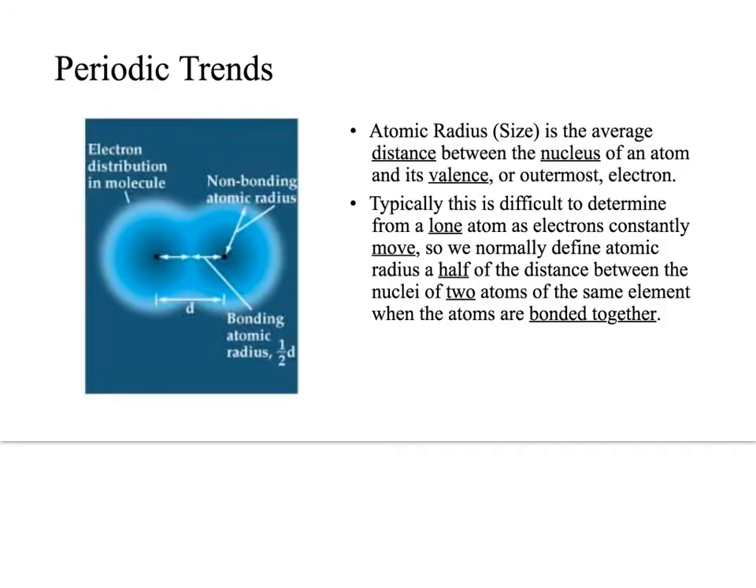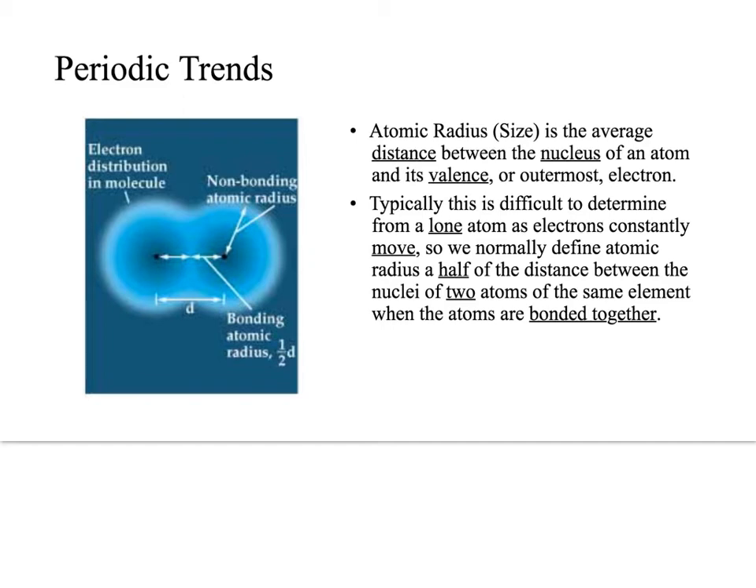So the first trend we're going to talk about is atomic radius. This is the average distance between the nucleus of an atom and its valence, or outermost, electron. So for example, here's our nucleus. This distance right here is our atomic radius. However, that's often hard to find because this represents a cloud, an area that things may be in. So typically we take two atoms, bond them to each other, and we find this distance.